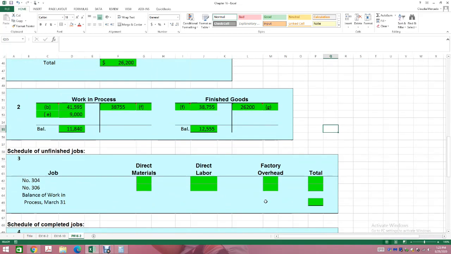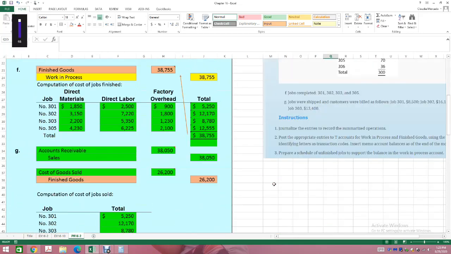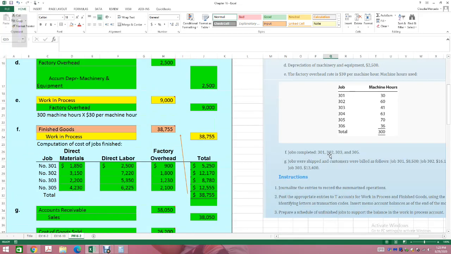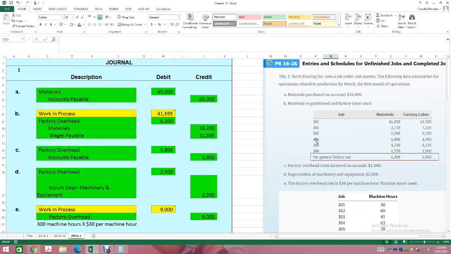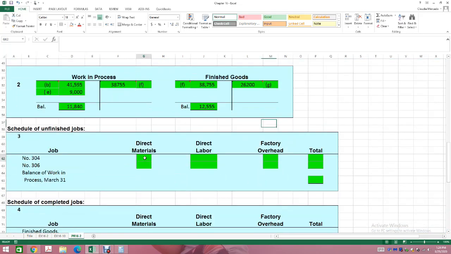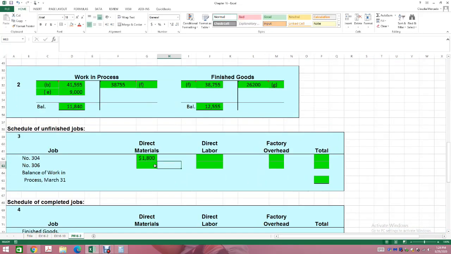Okay. So let's go back and look at which jobs we finished. Well, we finished jobs 301, 302, 303, and 305. So which jobs did we not finish? We did not finish 304 or 306. For 304, we need to figure out how much we spent. Well, we spent $1,800 in materials, $2,400 in labor. So let's put that in there.